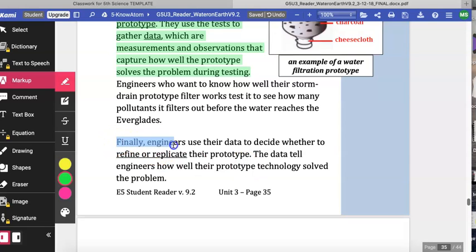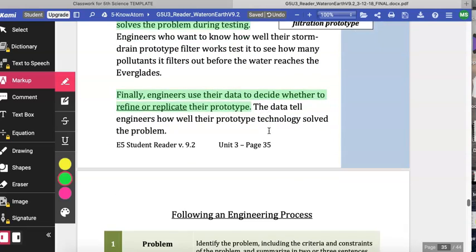Finally, engineers use their data to decide whether to refine or replicate their prototype. The data tell engineers how well their prototype technology solved the problem.